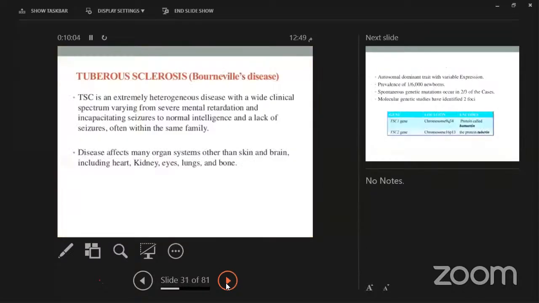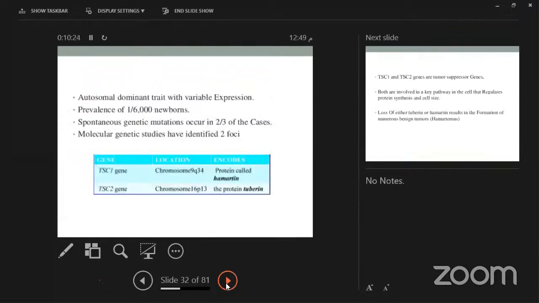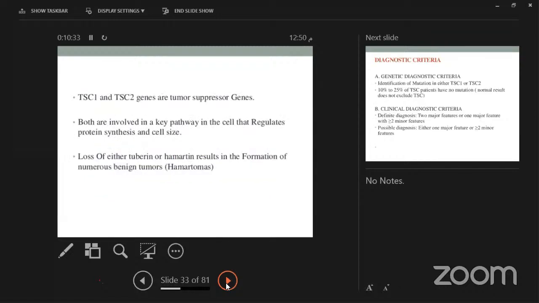The second neurocutaneous syndrome is tuberous sclerosis. This is also a disease that affects many organ systems, including skin, heart, kidney, and brain. So it's a multisystemic disease. It is an autosomal dominant trait, with tumor suppressor genes that molecular genetic studies identified at two loci. These genes are tumor suppressor genes.